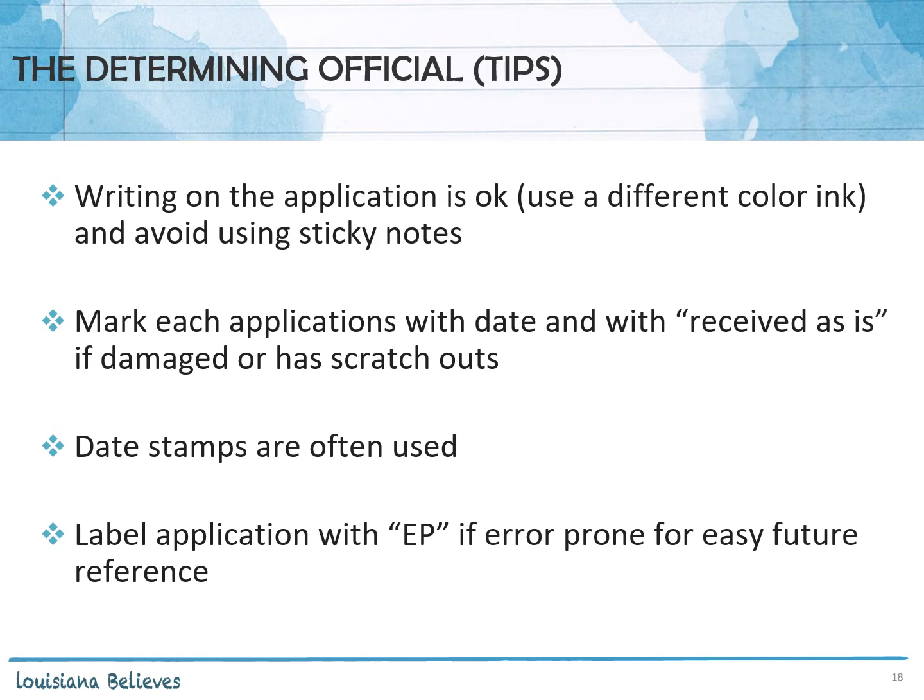Again, mark "received as is" if you receive an application with whiteout already on it. Many people use date stamps to show the date the application was received. It's also recommended to label applications with EP if the application is error-prone for easy future reference. You can refer to our PowerPoints on verification for more information.